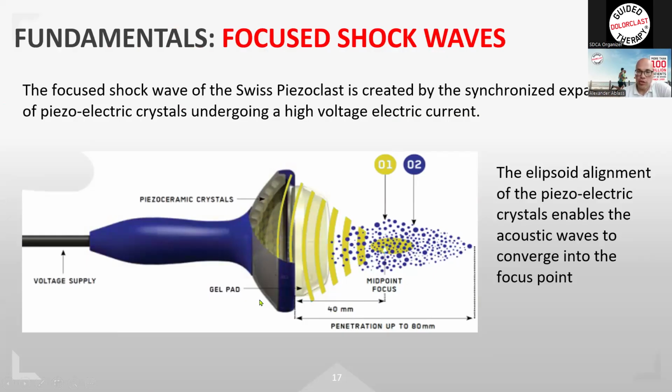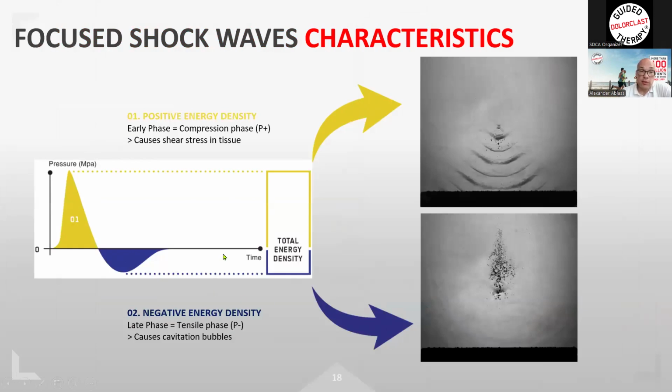basically the pressure. So we've got a voltage supply, we've got the piezoceramic crystals, we've got a gel pad, which basically helps us defining where we have our focus, the midpoint focus. And the penetration is going up to 8 centimeters. So again, we have the same characteristics. We've got a high pressure phase up to 120, 140 megapascal. Compression phase looks like this.